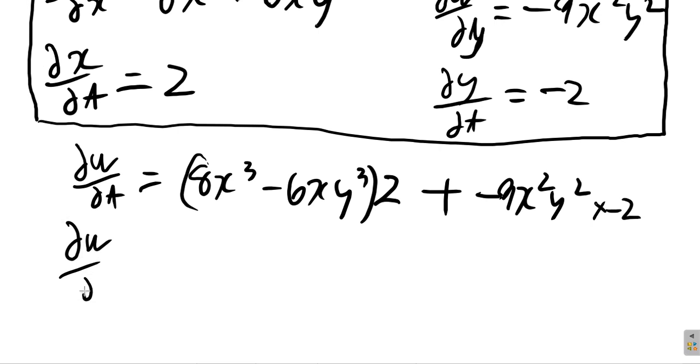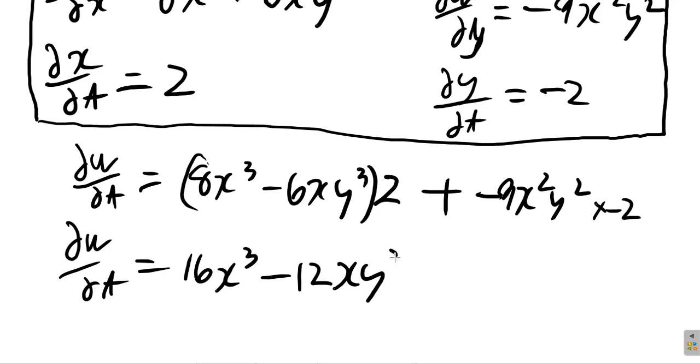So ∂w/∂t is equal to 16x cubed minus 12xy cubed, plus, because negative 9 times negative 2 is positive, 18x squared y squared. Good. So in that case, that is ∂w/∂t.